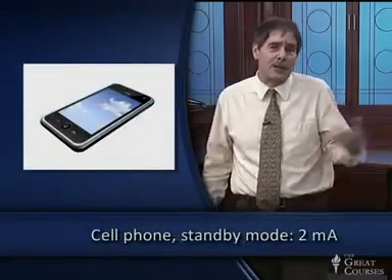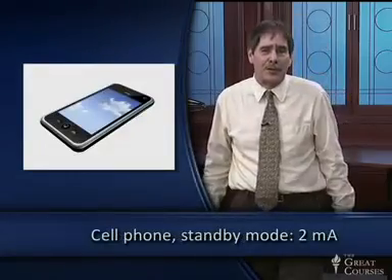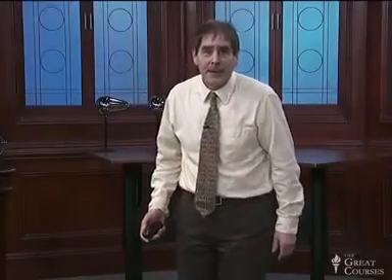Very, very small currents: a cell phone in standby mode, 2 milliamps maybe, down to a microamp in your watch, a picoamp in your cell membranes. But an ampere is a typical current somewhere in the middle of this range. So currents range all over the place.